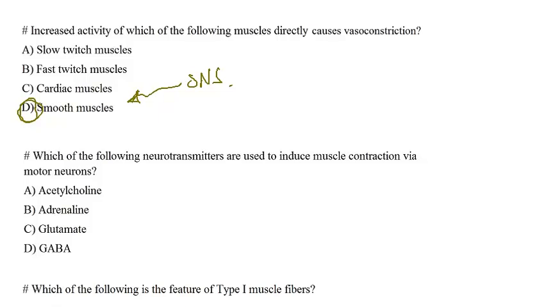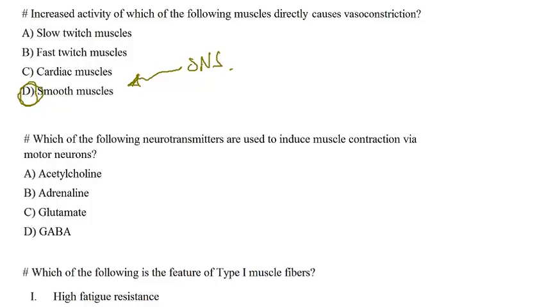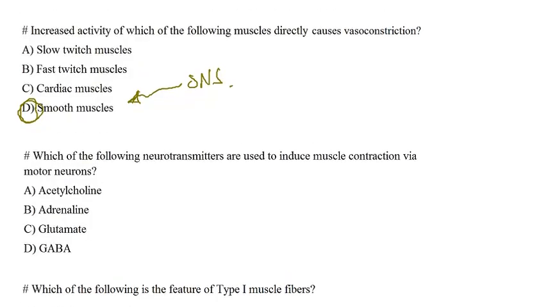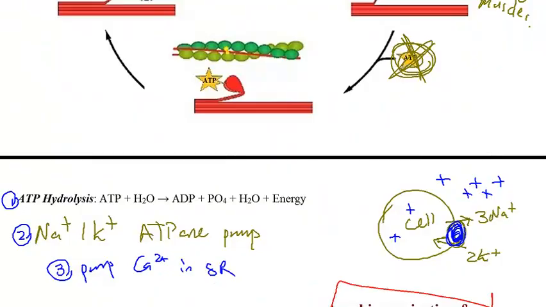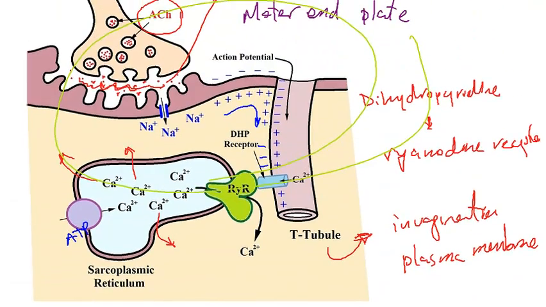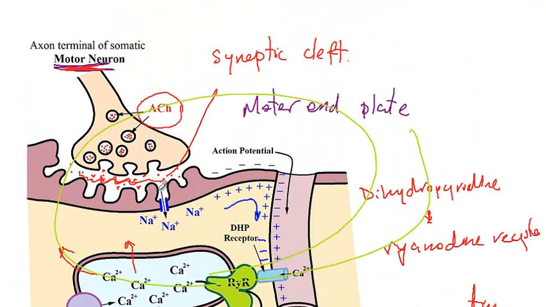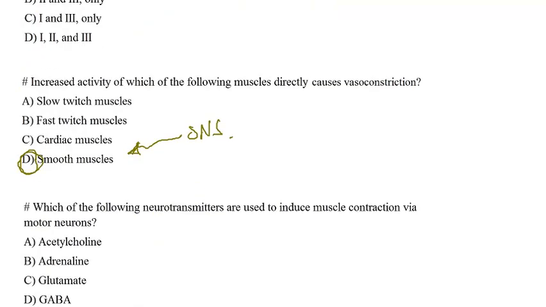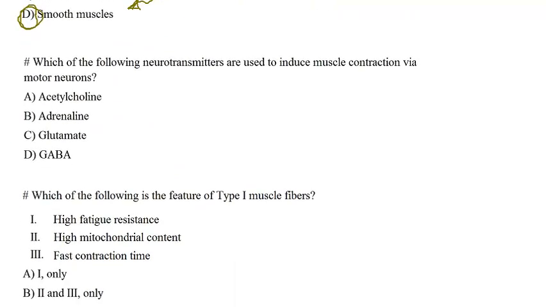Which of the following neurotransmitters are used to induce muscle contraction via motor neurons? And actually, here I have the answer for you. We just discussed how acetylcholine is used by motor neurons. So the answer is acetylcholine. And let me ask you one other question. What other autonomic nerves rely on acetylcholine as their neurotransmitter?